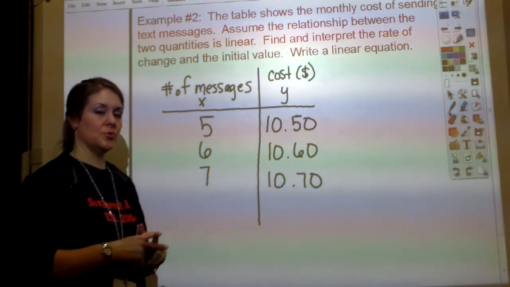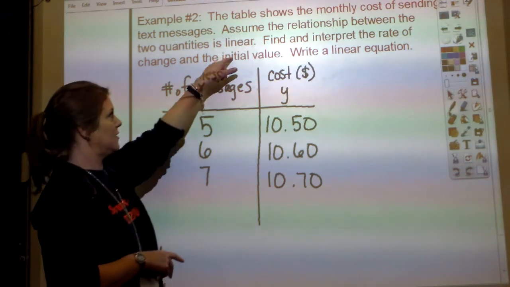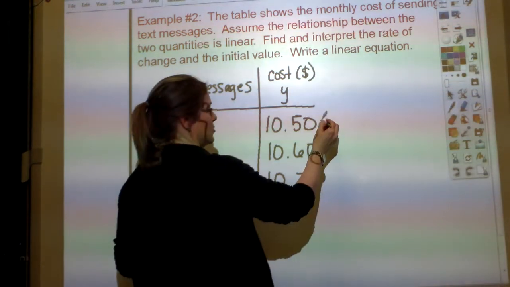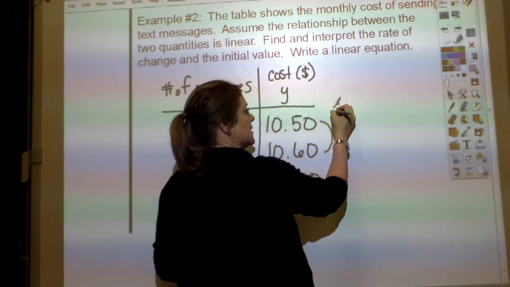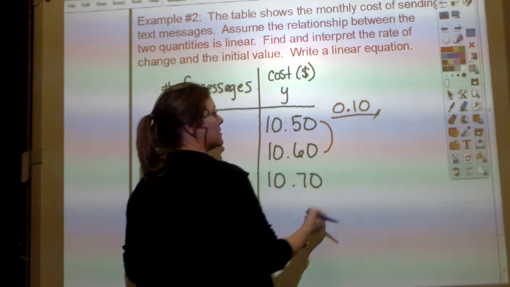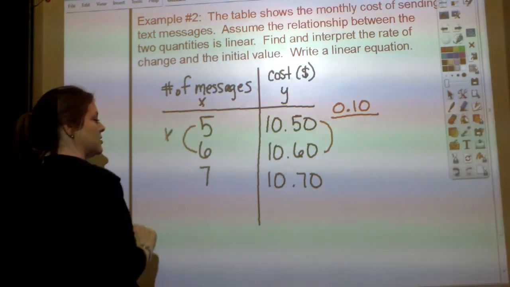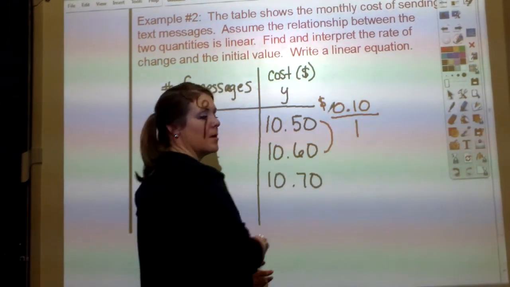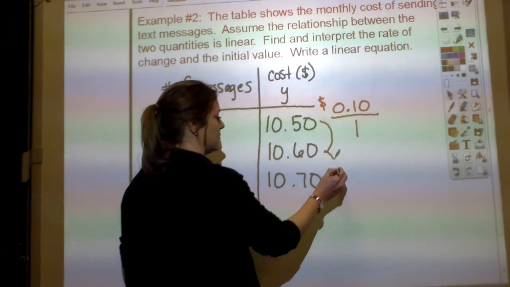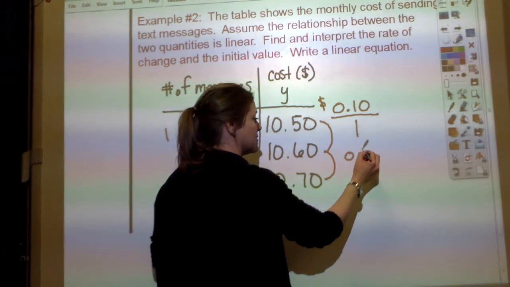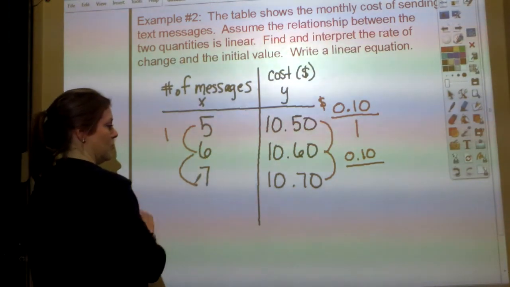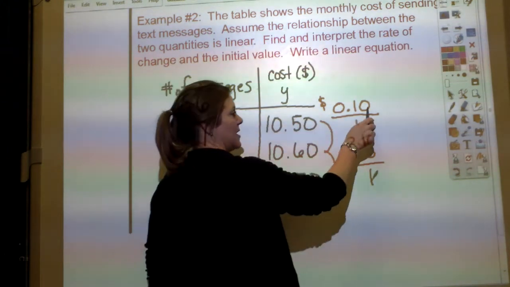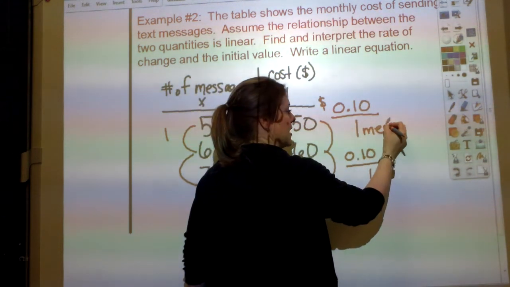So remember, use 2 ordered pairs to find your rate of change. They didn't give us the rate of change in the problem this time. We have to find it on our own. So remember, it's the change in y, and in this case, it's an increase of 10 cents, over the change in x, which in this case is a 1. So it looks like 10 cents per message. Make sure it's consistent. Again, an increase of 10 cents for 1 message. So the rate of change is 10 cents per text message.